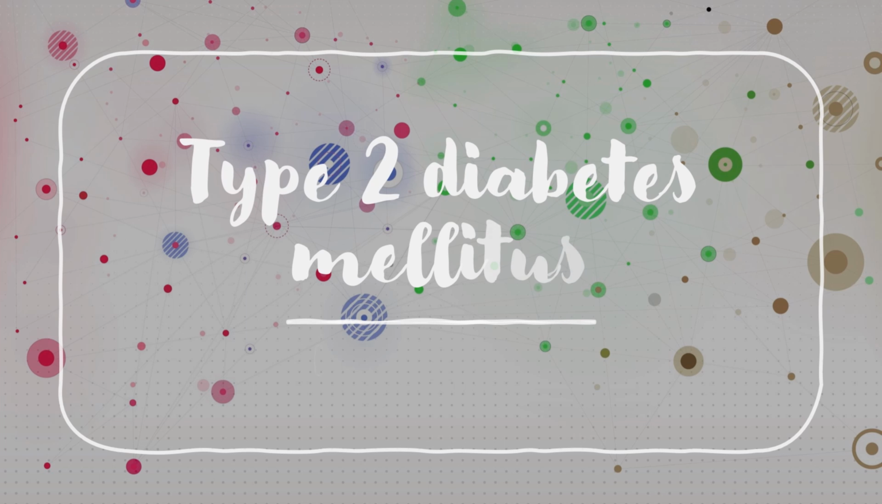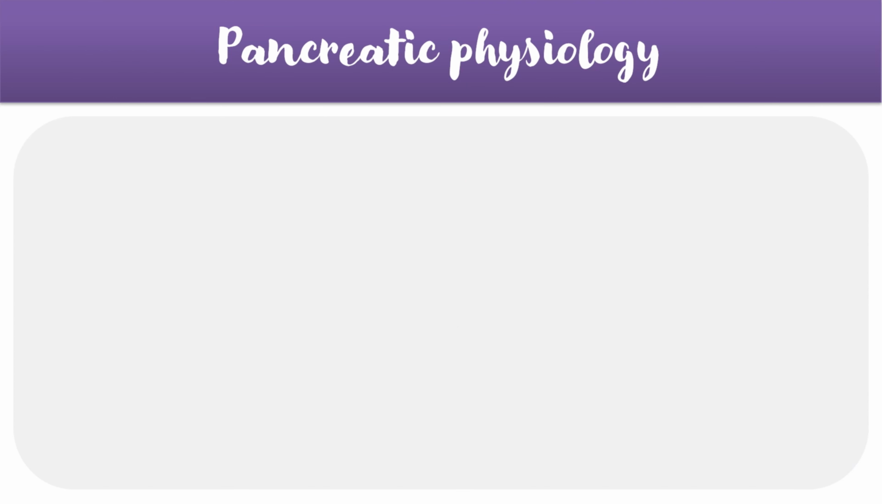Today we're going to be looking at type 2 diabetes mellitus, which is a condition which involves too much glucose in the blood. Now, before we have a look at diabetes itself, it's important to understand the pancreatic physiology first.